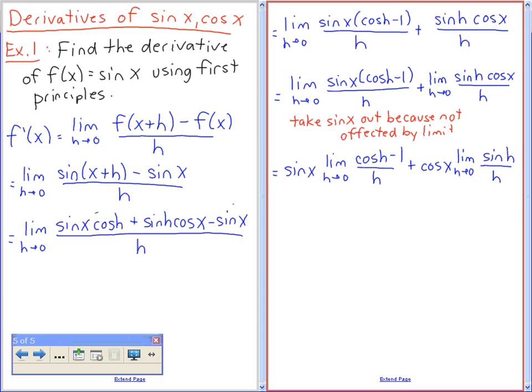Just slow down, take a deep breath, okay? I didn't break any math rules. All I did was take the sine x and take it outside the limit, because there are no h's in here, so it's not affected by anything in the limit. In the same way, I took this cos x and brought it to the left-hand side. It's still multiplied, right? So it's still sine x times that limit, cos x times that limit.